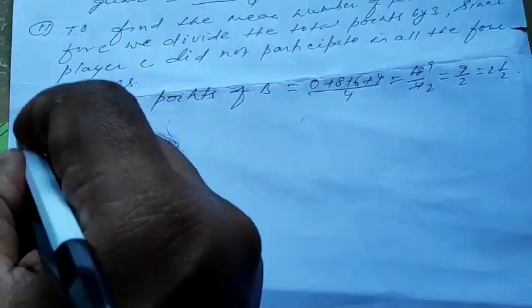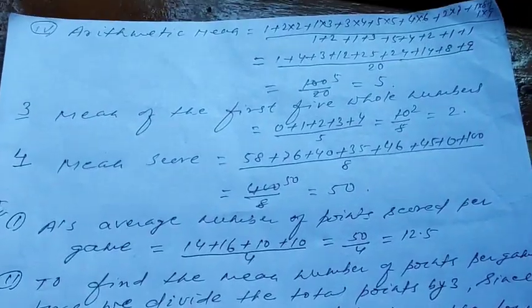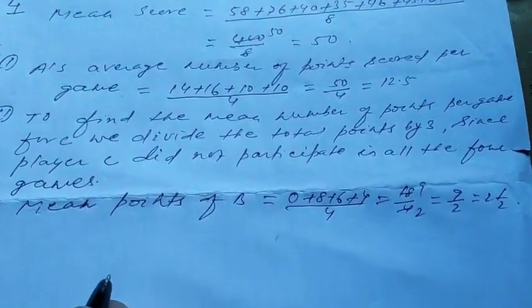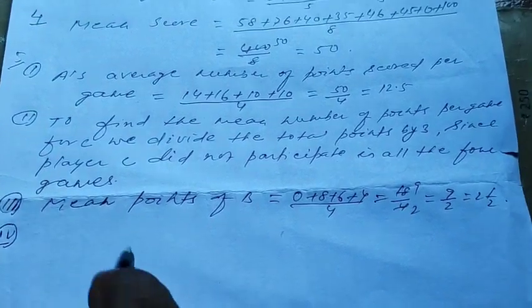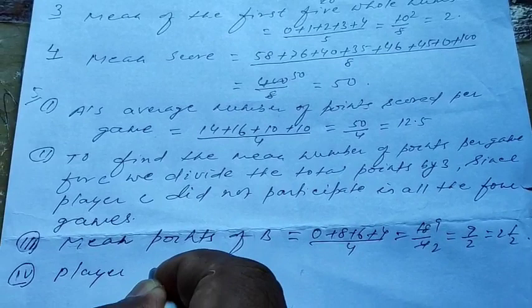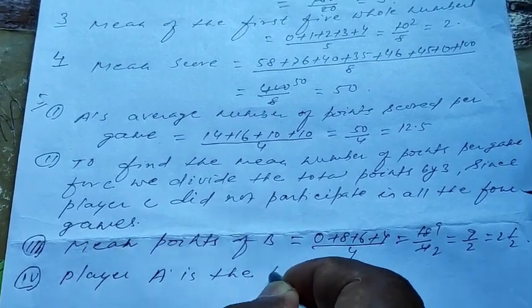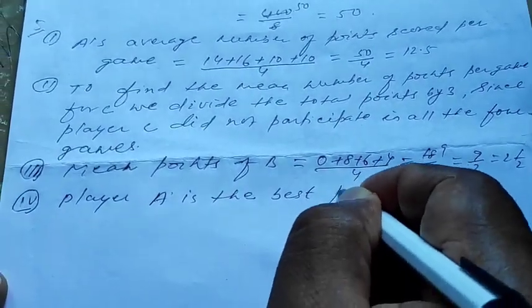Now 4. In question number 4, who is the best performer? Player A. Player A is the best performer.